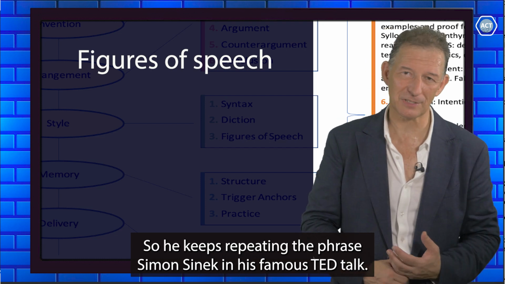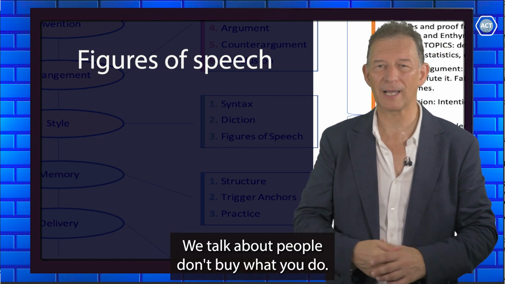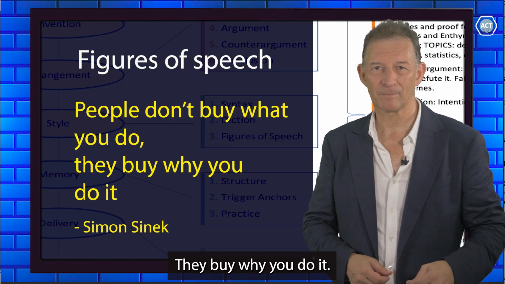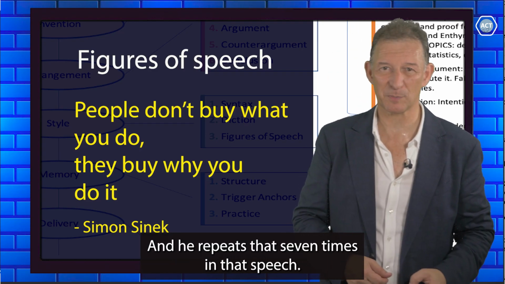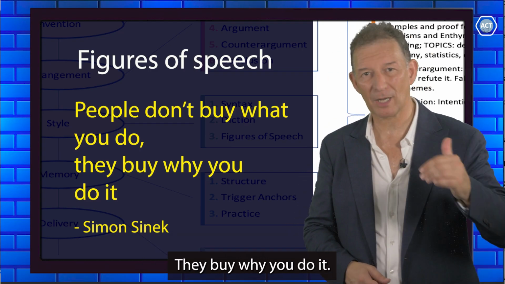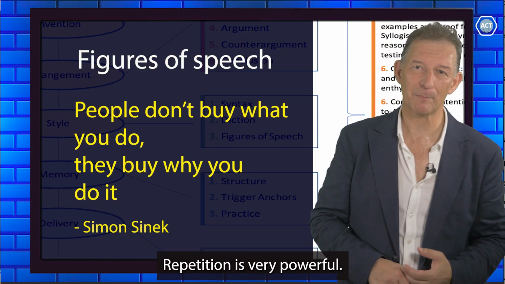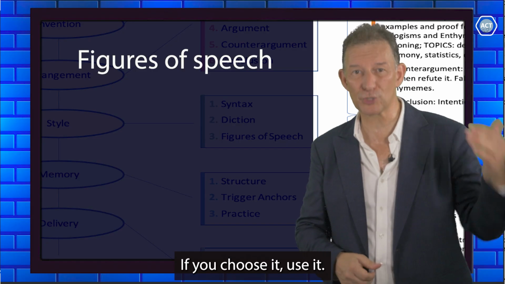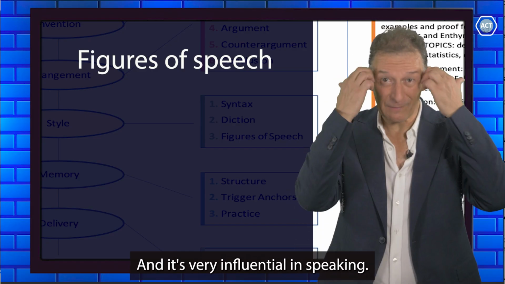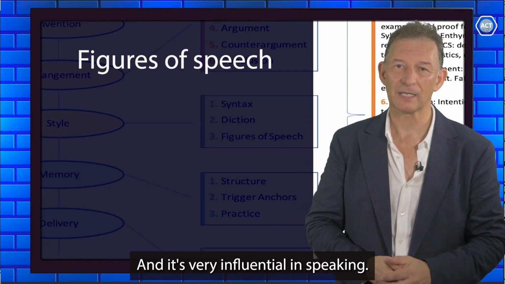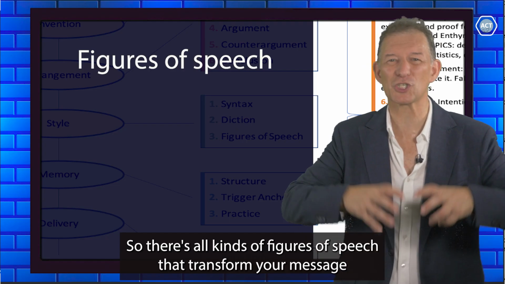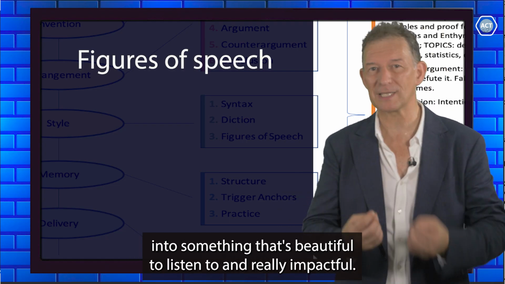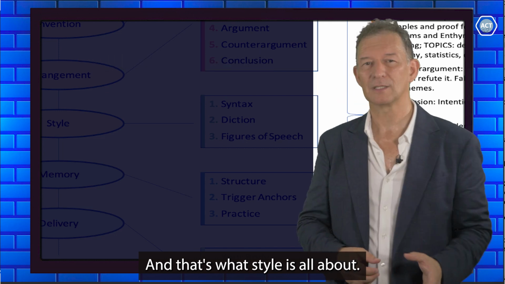Simon Sinek, in his famous TED Talk, would talk about people don't buy what you do, they buy why you do it. And he repeats that 7 times in that speech. People don't buy what you do, they buy why you do it. Repetition is very powerful. Rhyme is very powerful. I've just used one. If you choose it, use it. And it's very influential in speaking. So there's all kinds of figures of speech that transform your message into something that's beautiful to listen to and really impactful. And that's what style is all about.